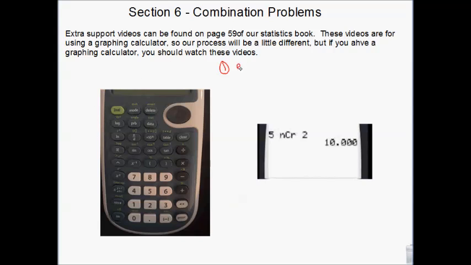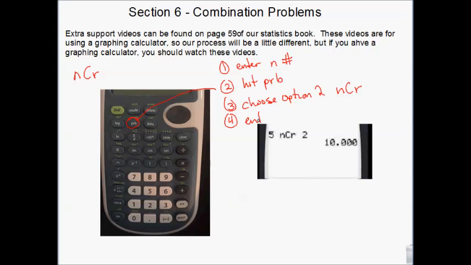The first step is to enter the n number. Okay, so remember we have nCr, right? So we're going to enter the n number. Number 2 is to hit the probability button, which is right here. And then you choose option 2, which is the nCr. And then you enter the r number, and then press enter.